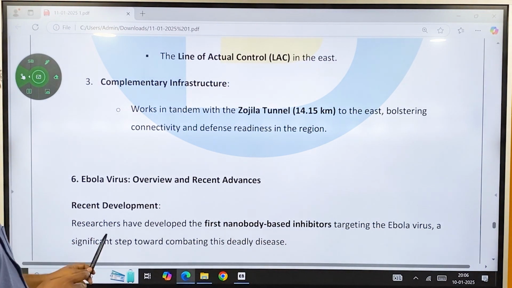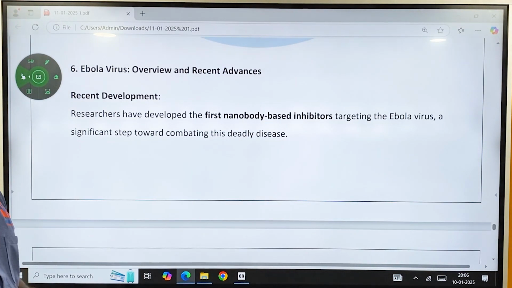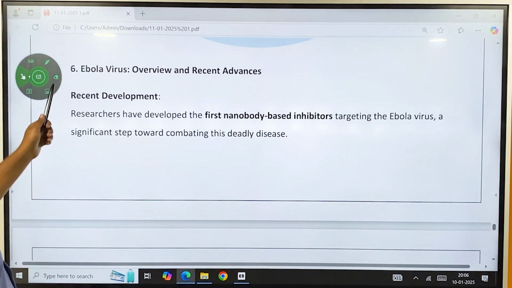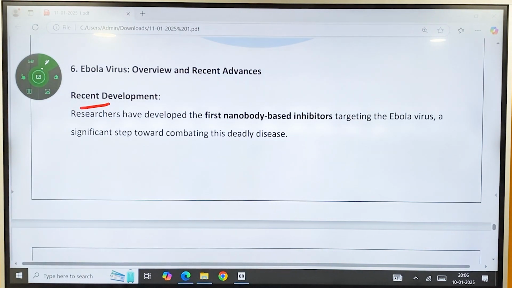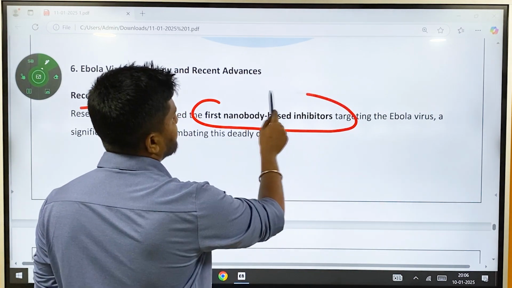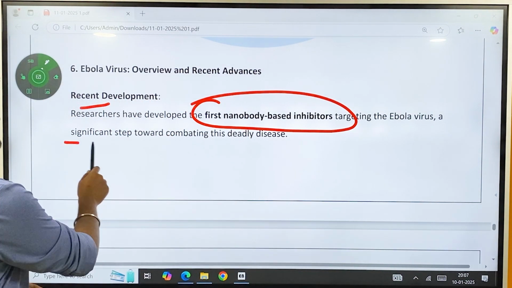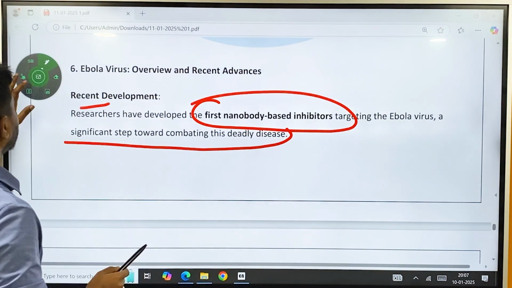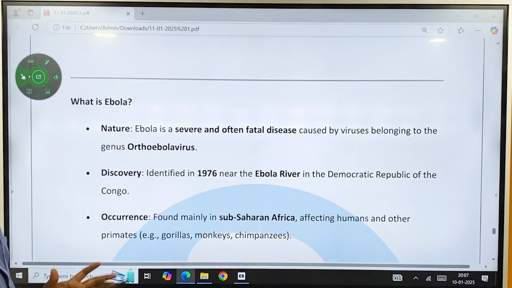Then there is an article in the Business Standard, Down to Earth. It deals with the Ebola virus. There is a recent development about the Ebola virus, that is, researchers have developed the first nanobody based inhibitors targeting the Ebola virus, which is a significant step towards combating deadly viruses. First we'll understand what is Ebola, then we'll understand the significance of nanobody inhibitors.